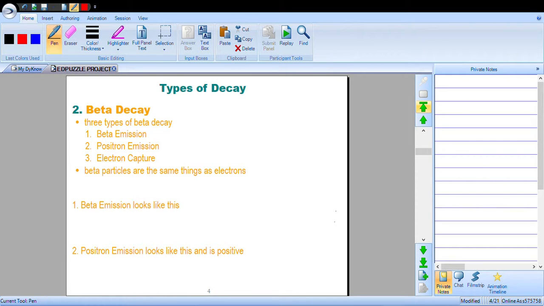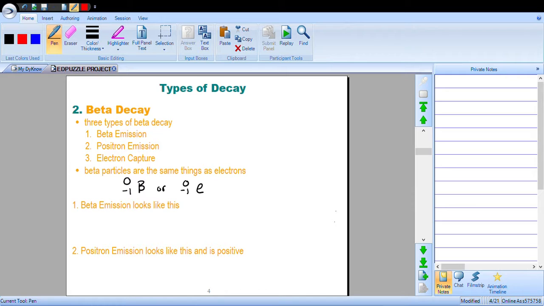There are 3 types of beta decay, which is next decay. There are beta emission, positron emission, and electron capture. Today we'll be looking at beta and positron emission. Beta particles are the same thing as electrons, and they look like this. Or they can look like this.